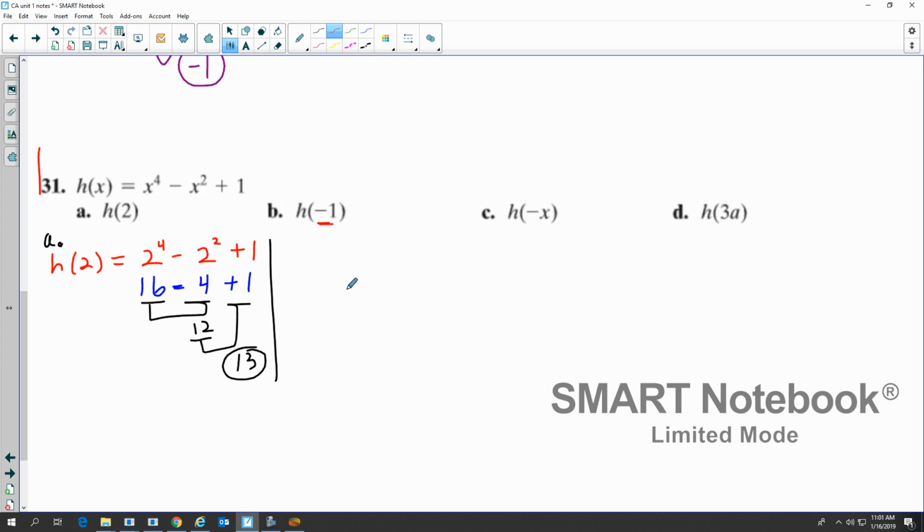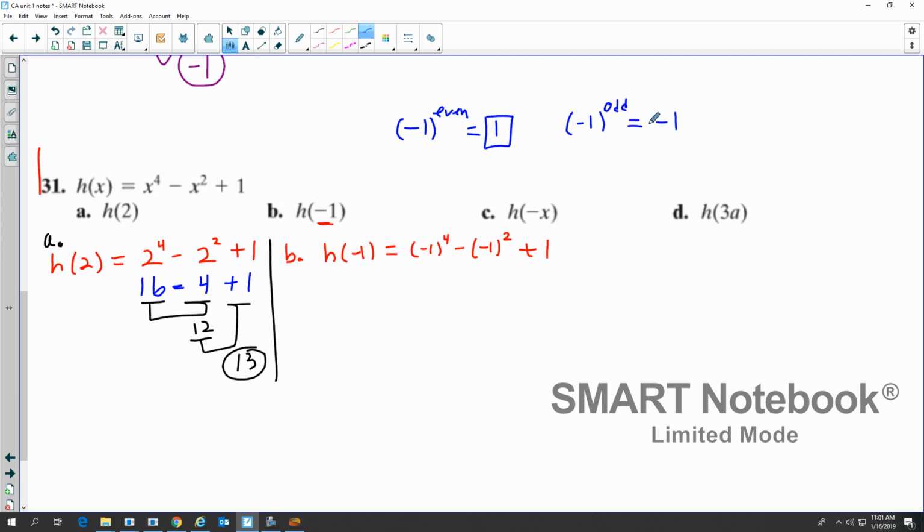Part B, we're going to plug in negative 1. So let's see part B. So we're going to have h of negative 1. So you're going to get negative 1 to the fourth power minus negative 1 to the second power plus 1. So negative 1 to the fourth power, basically, well, let's go ahead and talk about this. So if you have a negative 1 raised to any even power, it's always going to end up back to positive 1, okay? And if you have negative 1 raised to any odd power, it's always going to end up back at negative 1. And so that's what happens.